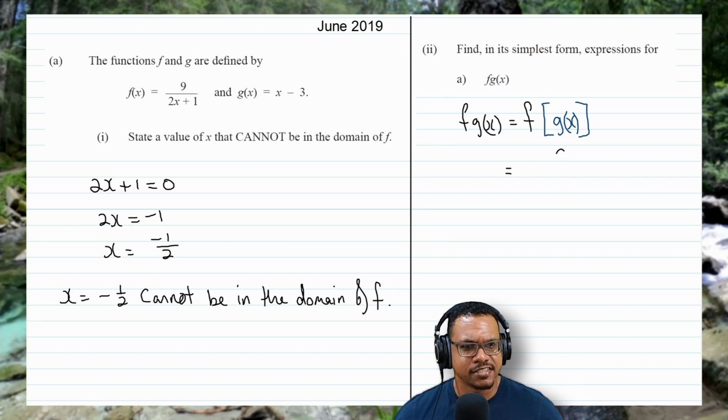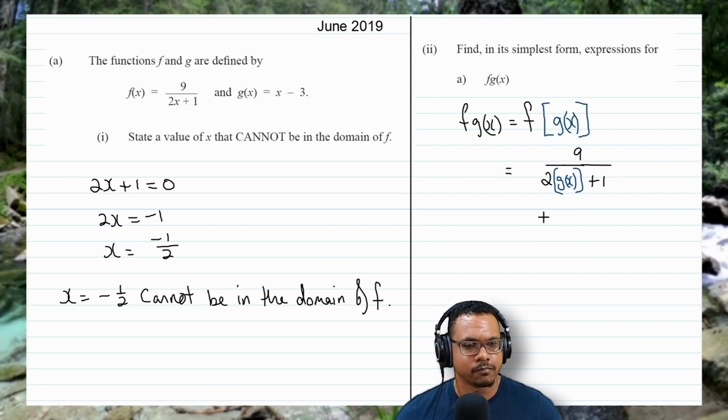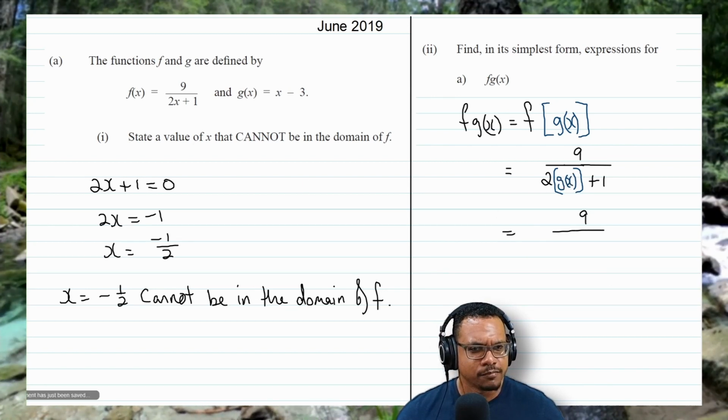So the function f of x reads 9 over 2 times x plus 1, and where we have x, we're going to put g of x. So that's 2 times g of x, plus 1. Now, what is g of x? It is x take away 3. So we're going to have 9 over 2 times, open brackets, x take away 3, because that's what g of x is.